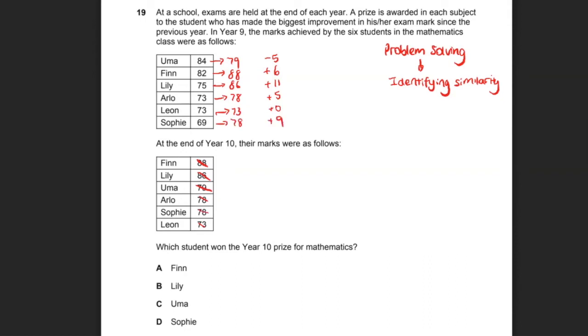So who's increased their marks the most? That's definitely going to be Lily, because she increased her marks by 11. So therefore our answer is going to be B. Okay, excellent. Let's keep on going.